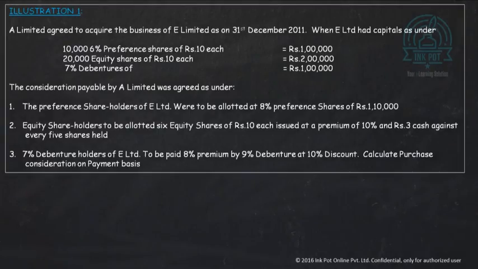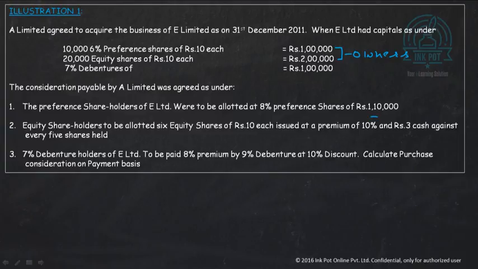Now let us take an example. A Limited agreed to acquire the business of E Limited as on 31st December 2011. The company has 10,000 6% preference shares of rupees 10 each, 20,000 equity shares of rupees 10 each, and 7% debentures. Remember one thing, these two are the owners of the company, and the purchase consideration will be calculated out of these two. Whatever debentures are going to be paid will not be a part of the purchase consideration. It is mentioned that preference shareholders of E Limited were to be allotted 8% preference shares of rupees 1,10,000. It means against 1 lakh we have made a payment of rupees 1,10,000.